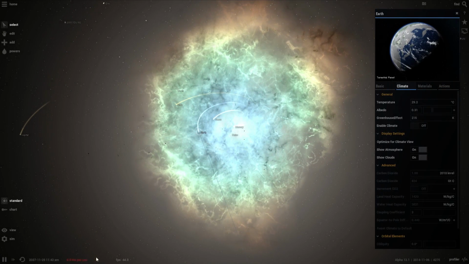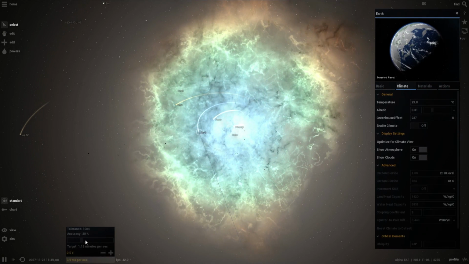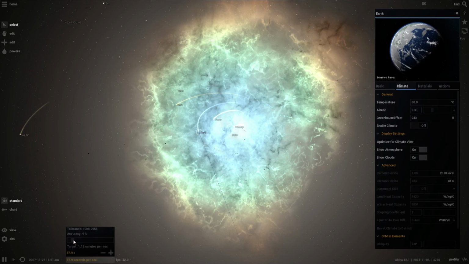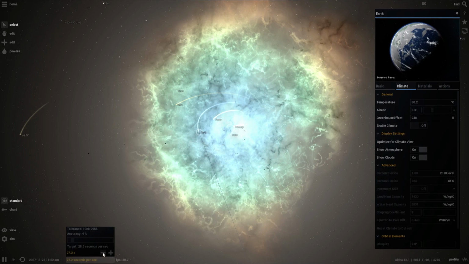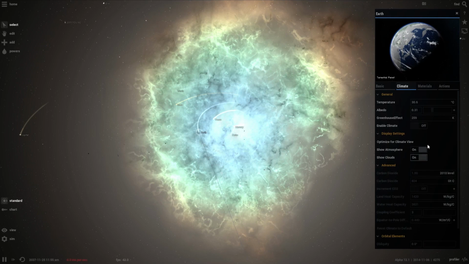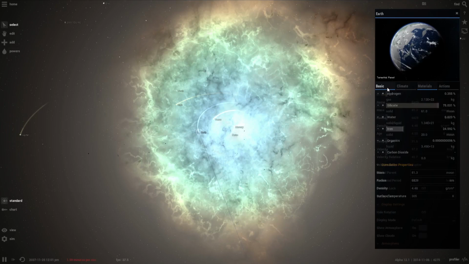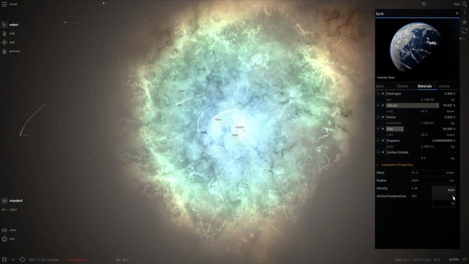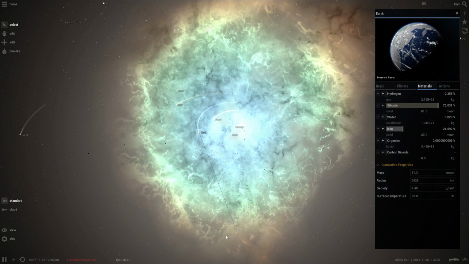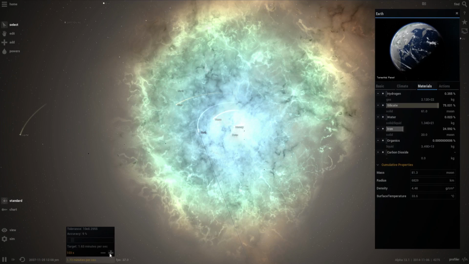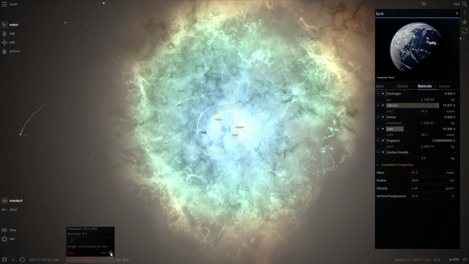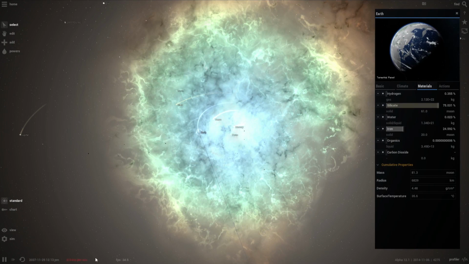By the way, the speed right now is only a few minutes a second. We're gonna reduce the accuracy. That's gonna help with my CPU. We're at like a minute a second. Where's the temperature of Earth right now? 30 degrees Celsius surface temperature. Oh, it's rising. Everybody's boiling on Earth right now.